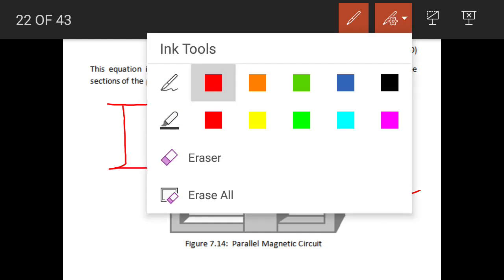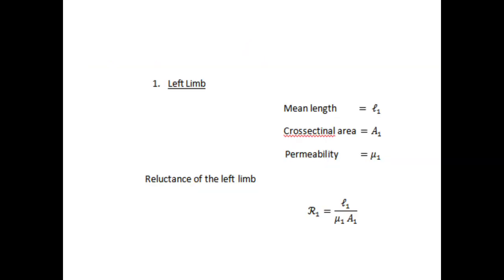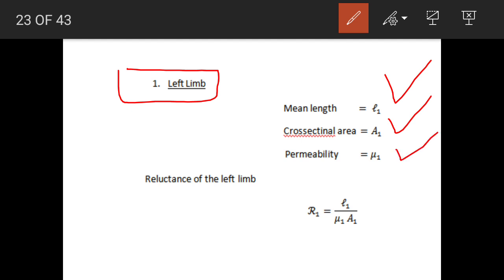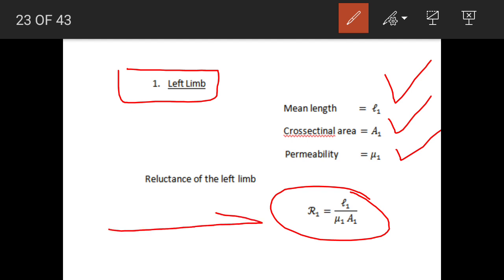Okay, now we consider material number 1, which is known as the left limb of the magnetic circuit. Mean length of this material is L1, cross-sectional area of this material is A1, the permeability of this material is mu1. So we can calculate the reluctance of the first material, which is equal to L1 over mu1 A1. So the first material is known as the left limb of the magnetic circuit, and here is the reluctance of the left limb of the magnetic circuit.